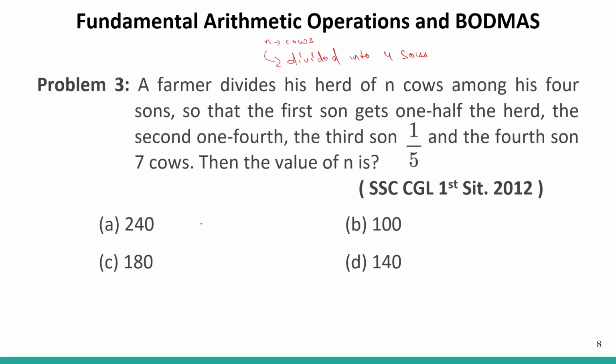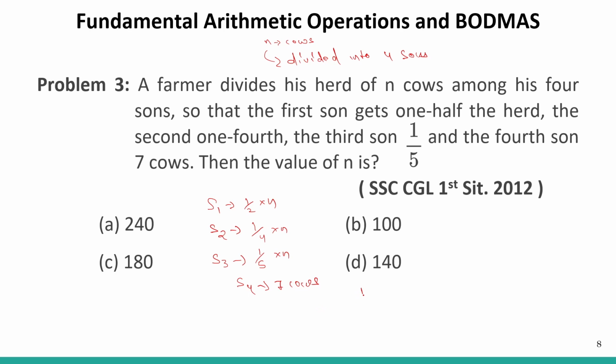So the first son, S1, gets 1 by 2 into n. The second son, S2, gets 1 by 4th into n. The third son, S3, gets 1 by 5th into n. And S4 gets 7 cows from the herd. So the whole total is equal to n.